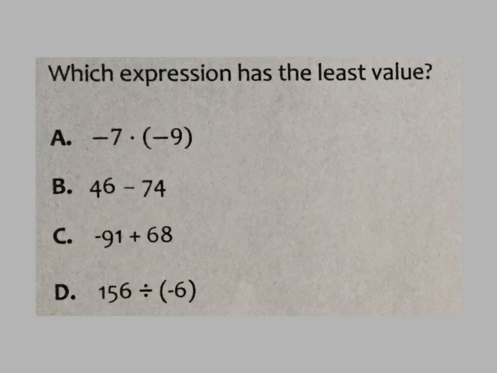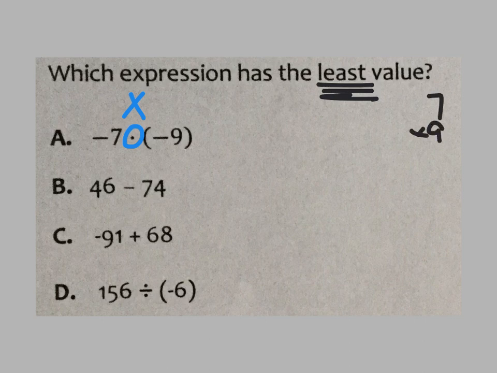Which expression has the least value? The least. A, -7 times -9. Now you might need a reminder that that dot means to multiply. 7 times 9 is 63. When both factors in a multiplication problem share the same sign, then the solution is positive. So two negatives or two positives would make a positive solution, positive 63.